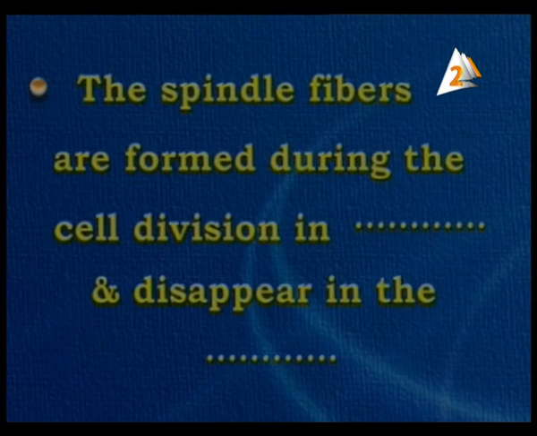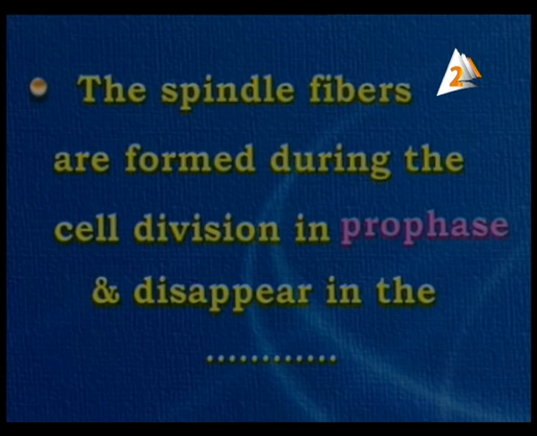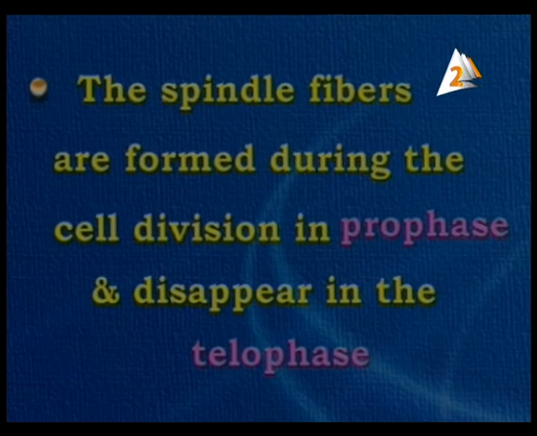The next question: the spindle fibers are formed during cell division in space and disappear in another space. Which phases are these? The first one, directly I say, prophase, where the spindle fibers start to be formed. After that, they disappear in the telophase, the last phase of mitosis or meiosis. So the spindle fibers shrink or migrate again to the centrioles.